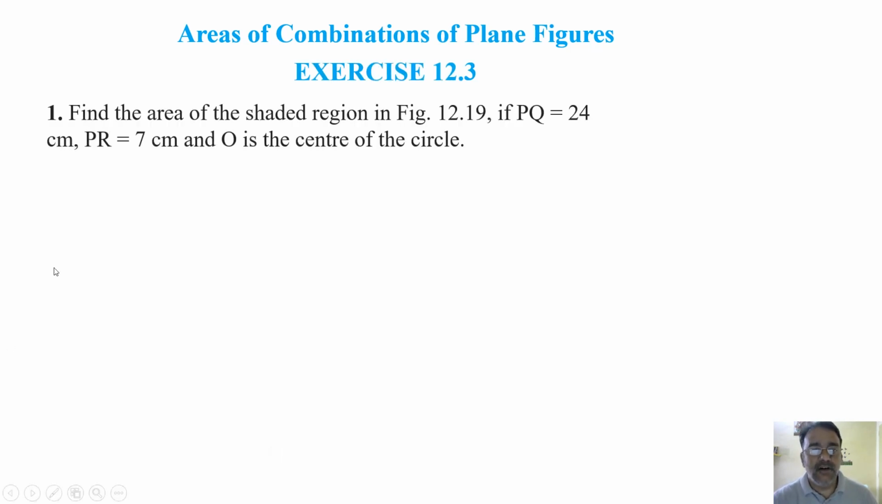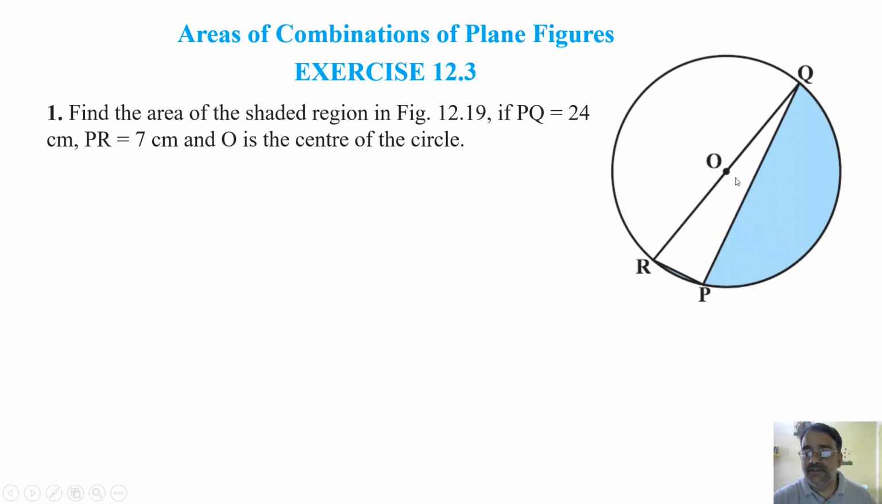Find the area of the shaded region in figure 12.19 if PQ is equal to 24 centimeter and PR is equal to 7 centimeter and O is the center of the circle. So what is given here? First, PQ is equal to 24 centimeter and PR is equal to 7 centimeter. Now this angle is 90 degree.